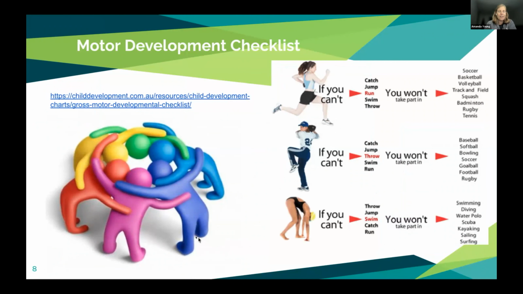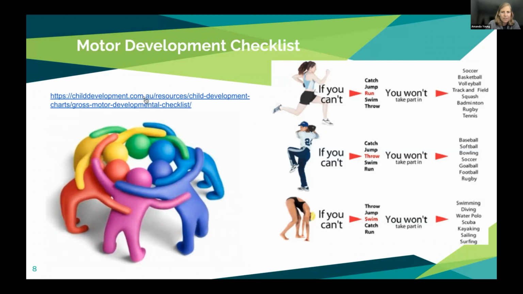I heard someone earlier talking about physical literacy and this idea that we need to build these foundational skills so that our students can participate in these activities for lifetime physical activity. So again, if you can't run, then you're not going to be able to play soccer, basketball, volleyball, track and field, squash, badminton, rugby, and tennis. Same idea with throwing and swimming. So we really have to focus on these foundational skills to help set our children up for success.